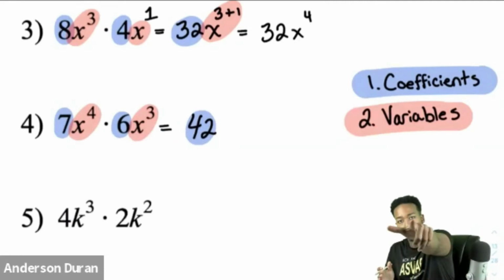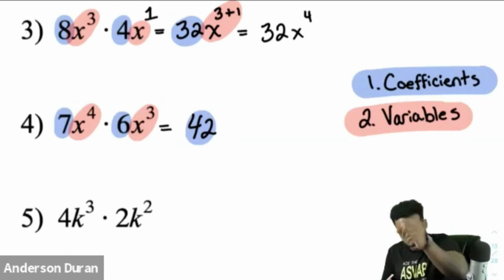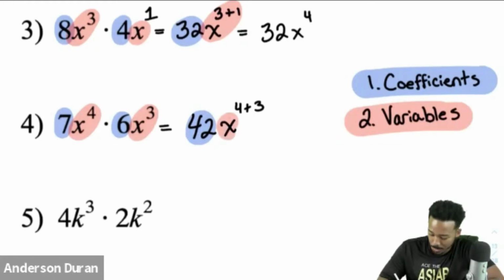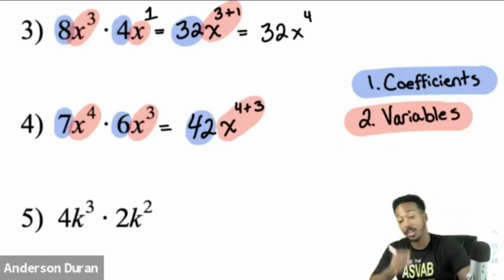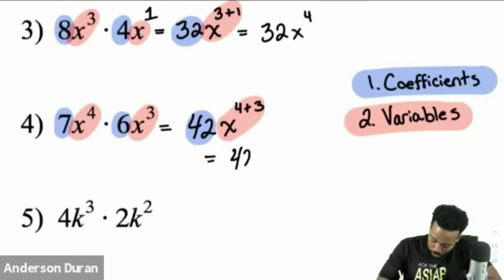One more time, everybody, pop quiz. What do we do when we multiply powers? Add what? Be specific. Add the exponents. You've got to be specific there. I want to make sure you guys are saying it correctly. So we're going to have x to the power of 4 plus 3, which makes it x to the power of 7. Correct. Great job participating today, guys. So that's going to be equal to 42x to the power of 7.